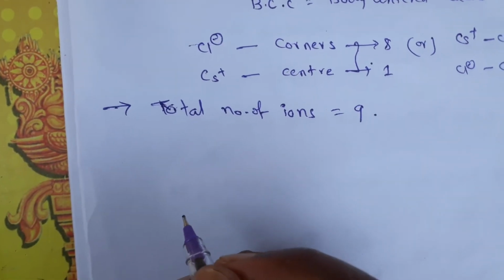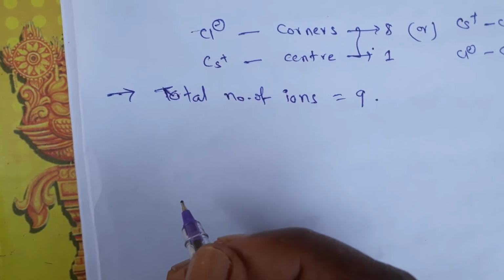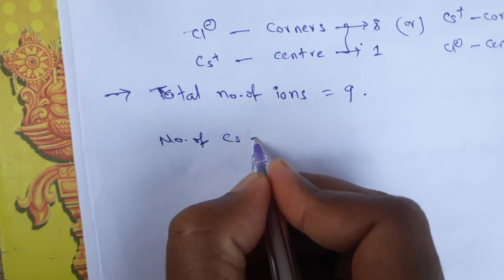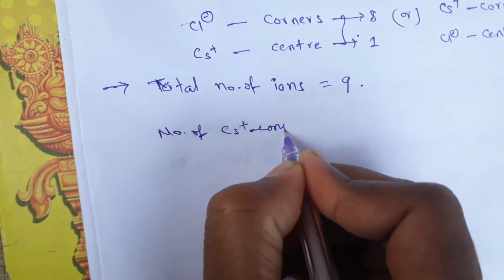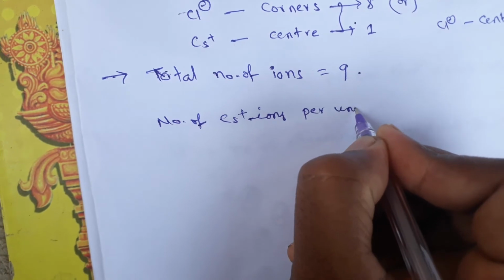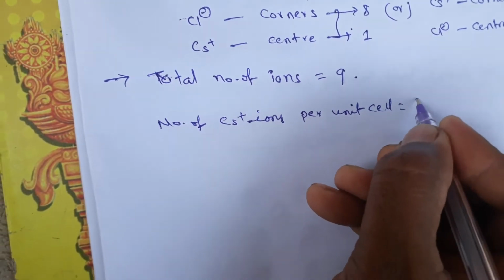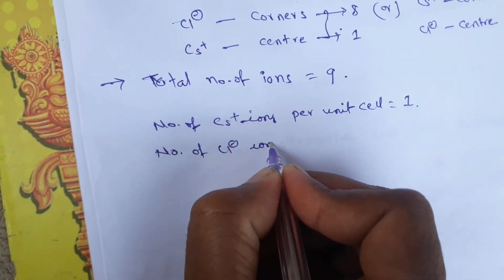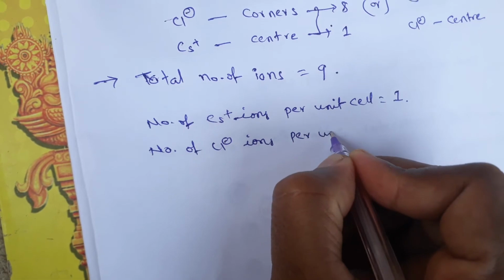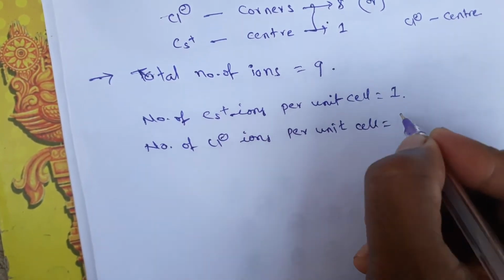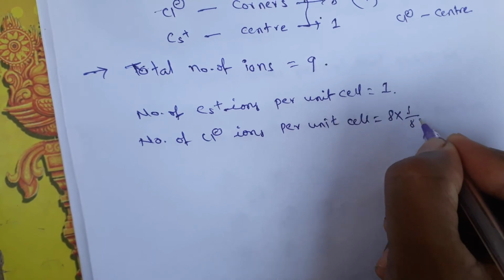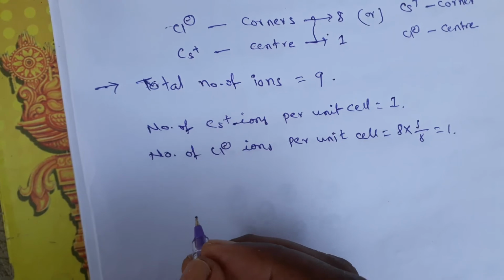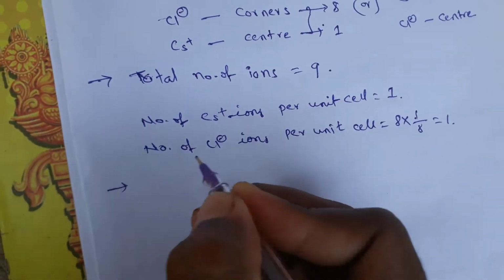So this may also be possible for this BCC lattice. Next, the number of Cs plus ions per unit cell is equal to 1, and the number of Cl minus ions per unit cell is equal to 8 into 1 by 8, that is also 1. So that is the cesium chloride unit formula. So the unit formula is 1.